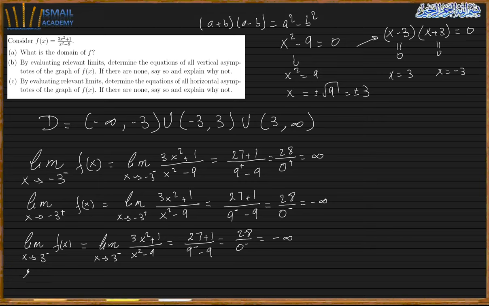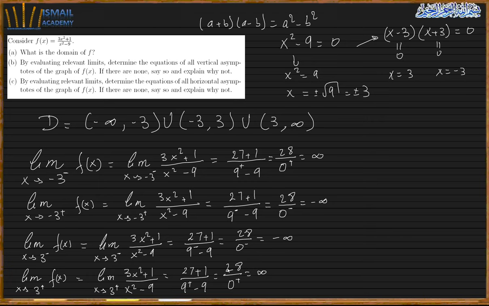So we have the limit of f of x when x goes to 3 plus. It's the same thing as the limit of 3x squared plus 1 over x squared minus 9, x goes to 3 plus. Again, 3 plus is 3.0001, so when you square it, it's going to be greater than 9, so it's going to be 27 plus 1 over 9 plus minus 9. So here it's going to be 28 over 0 plus, which is infinity.